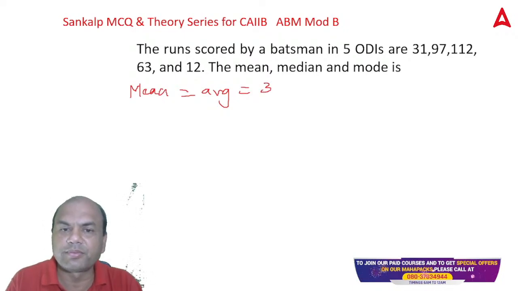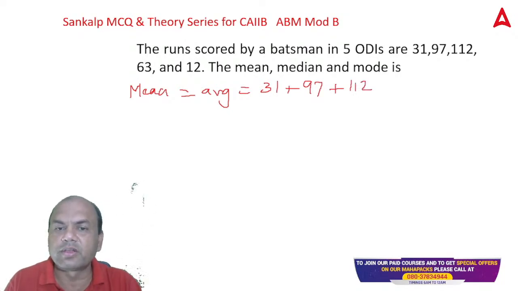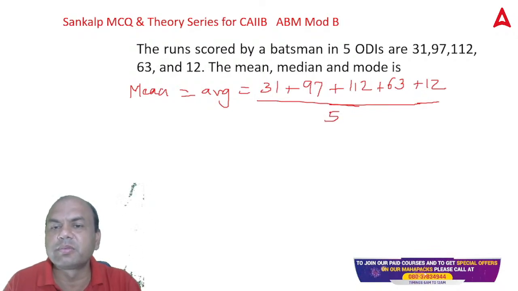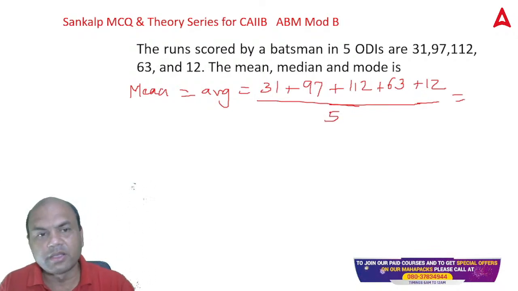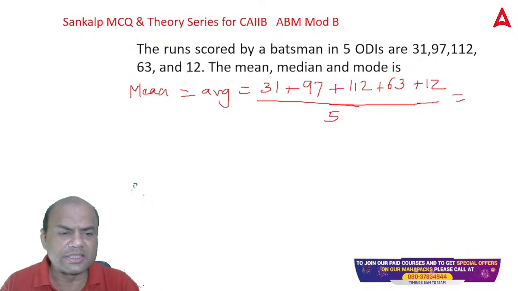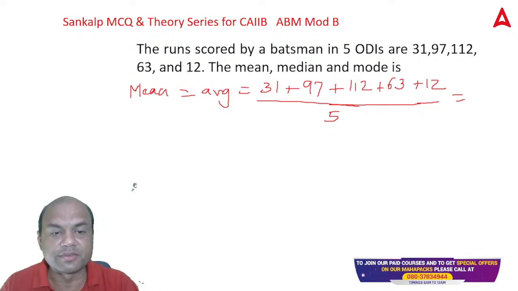Okay, 31 plus 97. Now do it. By the time I write it, you do it, everyone. 112 plus 63 plus 12. Okay, so what is the answer? This total, the whole upon number of elements, 5. So this will be my mean, whatever that answer is. Okay, everyone do it. Let me see who is getting the answer over here. Everyone, do it fast. Exams are near, so you need to do it fast.